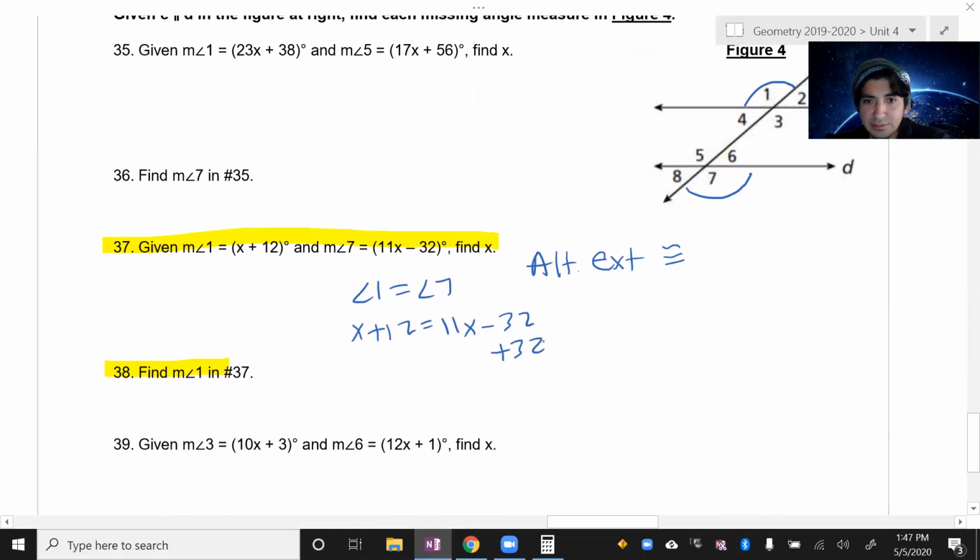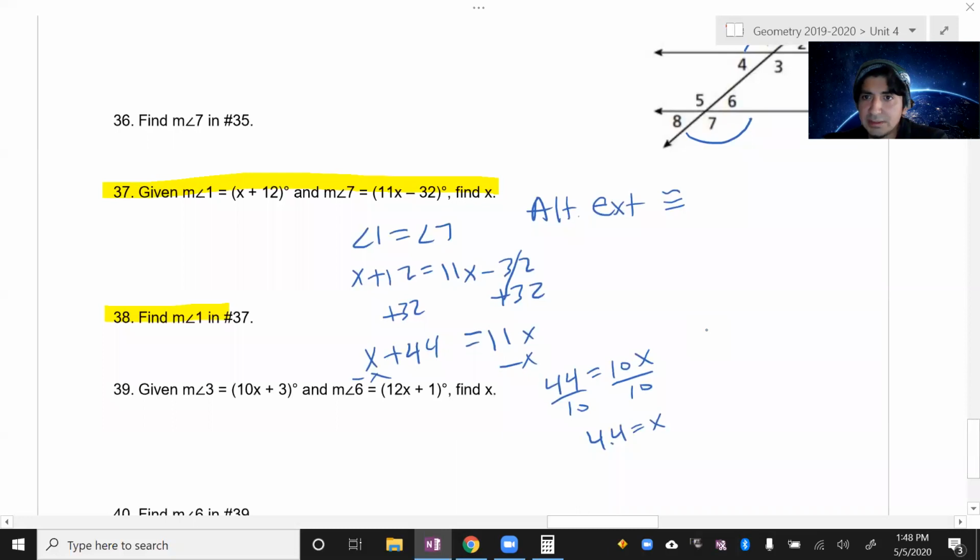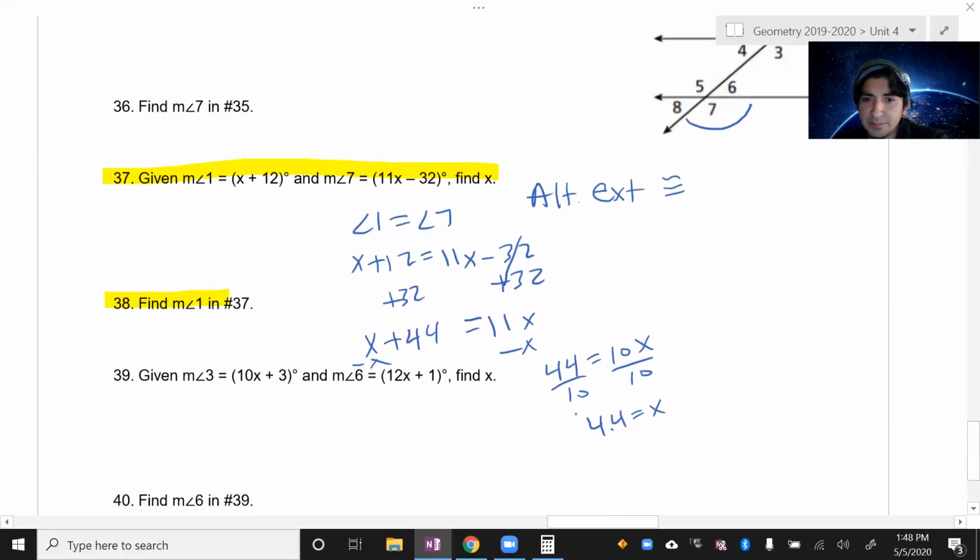So add 32 on both sides. That goes away. 11X is equal to 44. And then you minus X on both sides, and then you get 44 is equal to 10X. Divide by 10. X is equal to 4.4. Okay. So there you go for that one. So X equals 4.4.